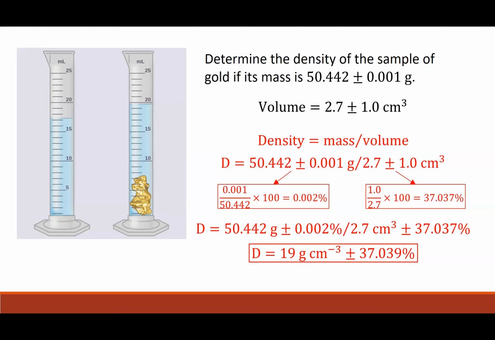We can also convert the percentage uncertainty back to absolute uncertainty by reversing the formula. In this case, we would divide 37.039 by 100, then multiply by 19. And the density turns out to be 19 plus or minus 7 grams per cubic centimeter.